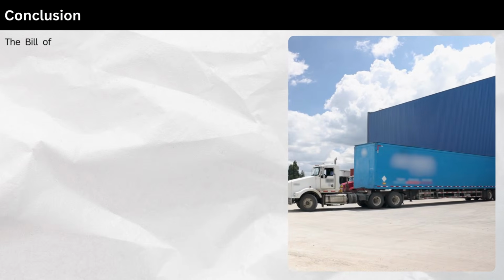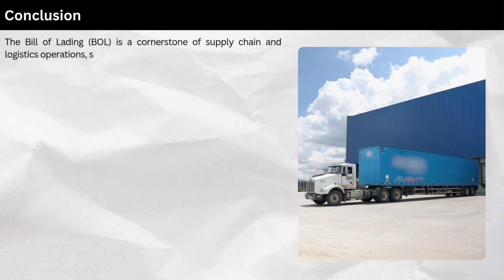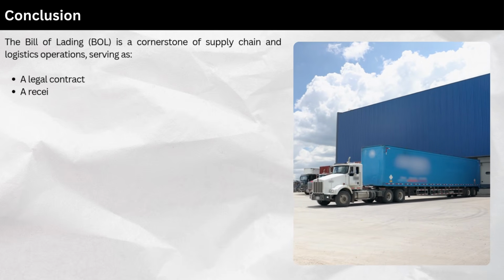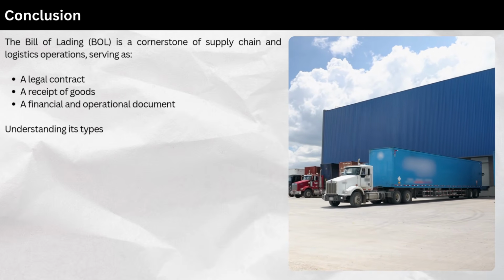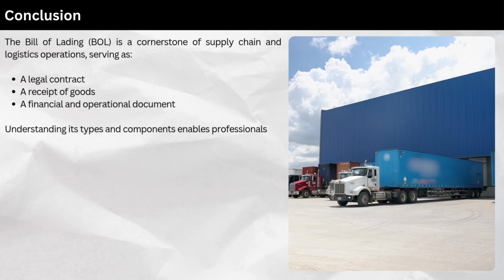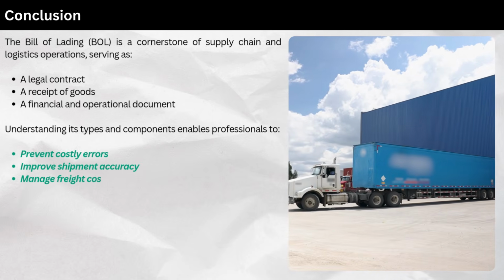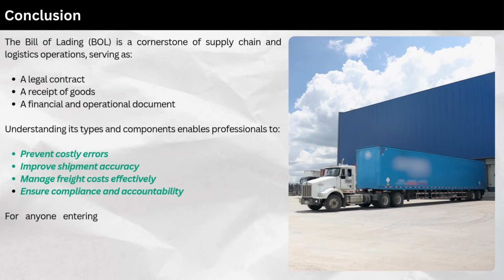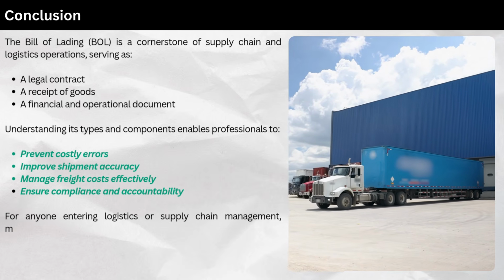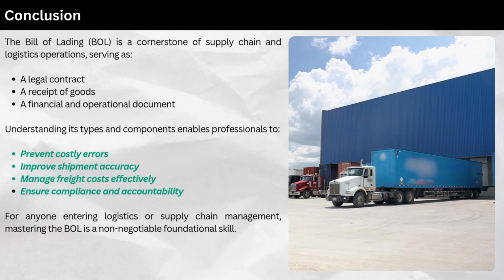Conclusion. The bill of lading, BOL, is a cornerstone of supply chain and logistics operations, serving as a legal contract, a receipt of goods, and a financial and operational document. Understanding its types and components enables professionals to prevent costly errors, improve shipment accuracy, manage freight costs effectively, and ensure compliance and accountability. For anyone entering logistics or supply chain management, mastering the BOL is a non-negotiable foundational skill.